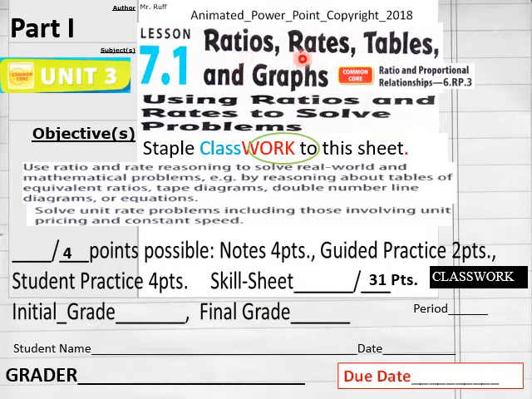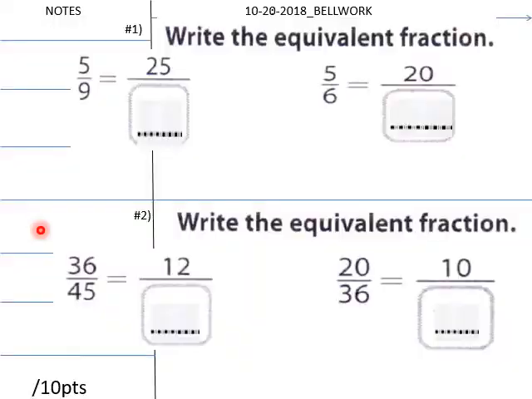7.1 Ratios, rates, tables, and graphs, and using ratios and rates to solve problems. So we're going to use ratios and rates. 31 points for classwork, 4 points for the notebook work. Here is your bell work, students, as you come in the classroom.